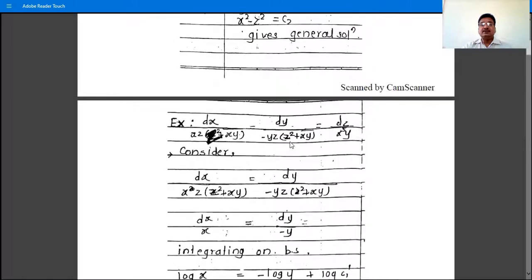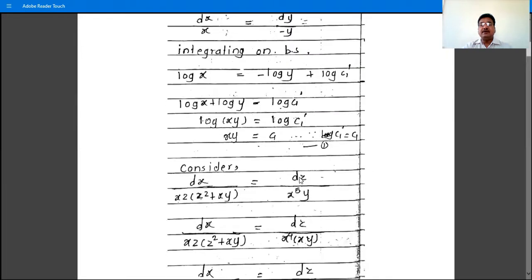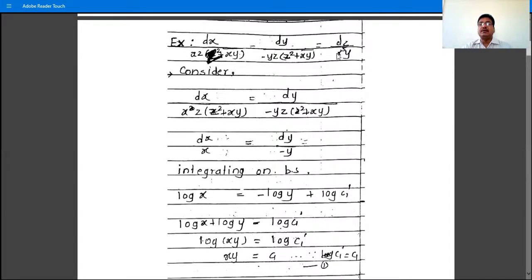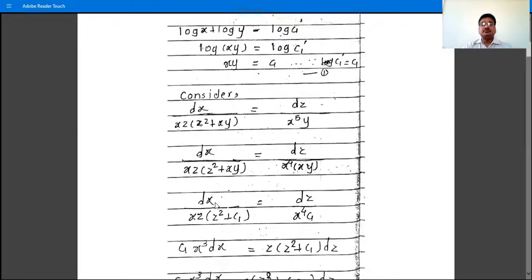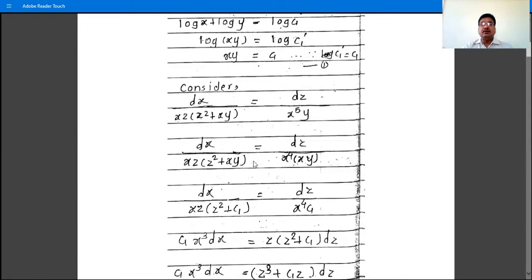Then consider the next two fractions, that is dx divided by this, the first fraction, and the last one, dz divided by x raised to 5 into y. And then we have dx divided by, substitute this x into y as c1. This x raised to 5y is expressed in this form, x raised to 4 in bracket x into y, and then substitute x into y is equal to c1. That is, use the first solution of the differential equation to obtain the second solution.